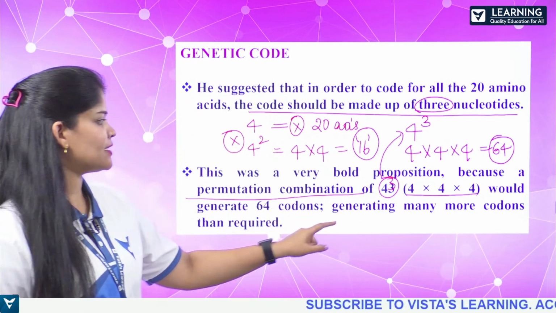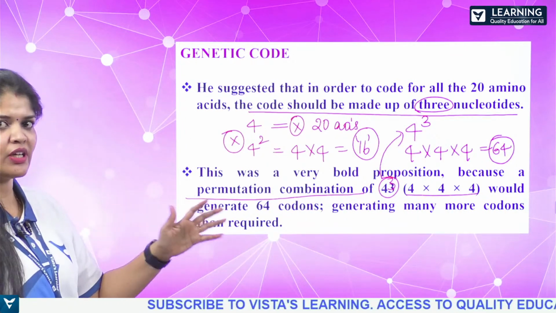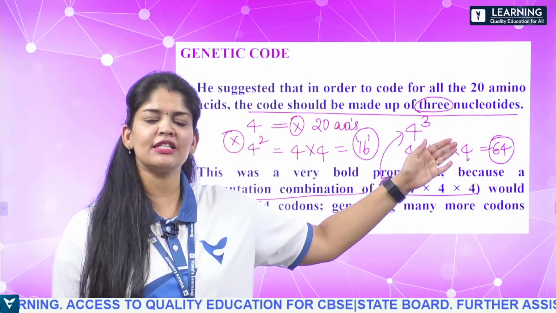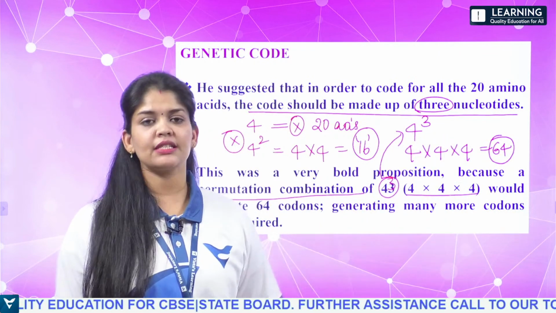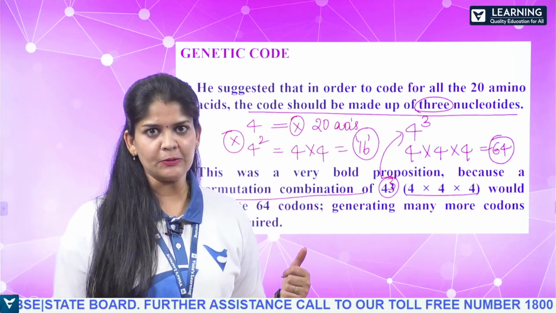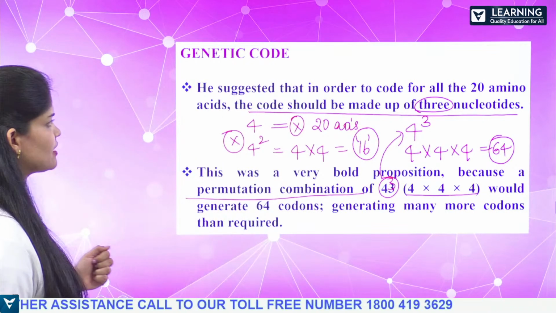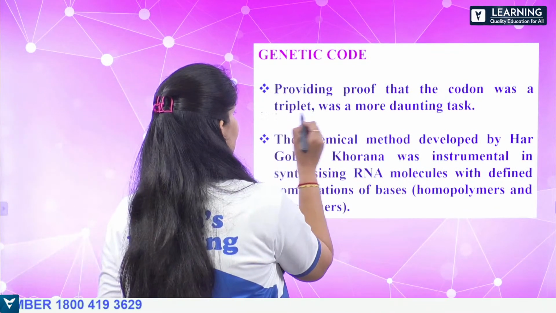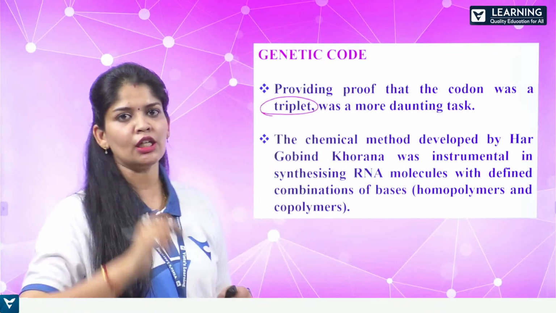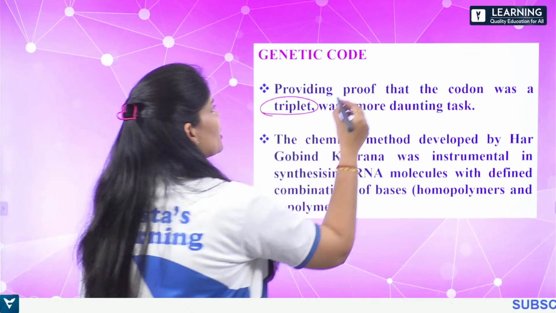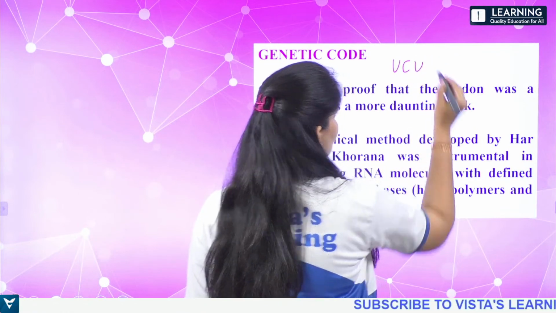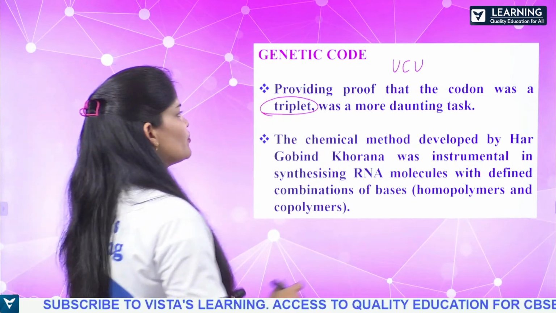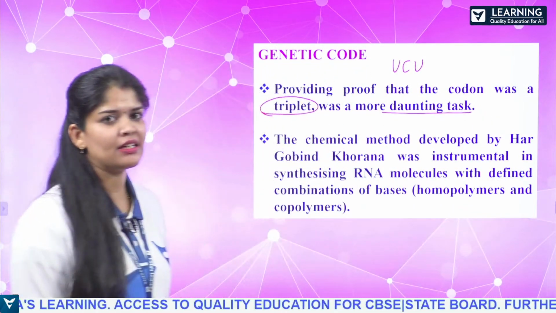64 codons are generating many more codons than required. We actually require codons which will code for 20 amino acids. But here 4 into 4 into 4 is totally 64 codons, and these 64 codons are more than required to code a total of 20 amino acids. So now, here is the proof that the codons were triplets, meaning made of 3 nucleotides. Each codon is made of 3 nucleotides like this, any possibility.